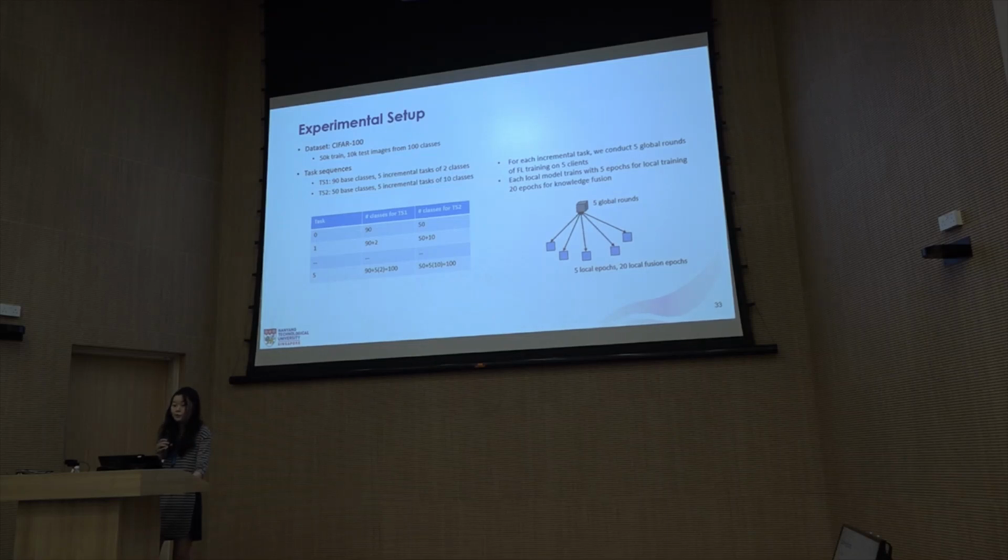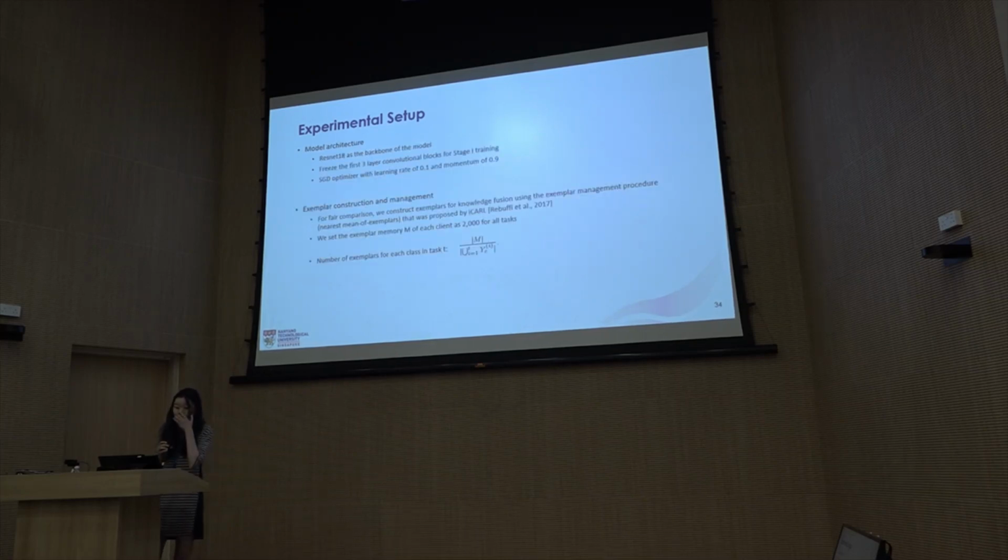And for the knowledge fusion phase, we train the local model with 5 epochs, and 20 epochs for the knowledge fusion. And ResNet 18 is used as the backbone of the model. And we freeze the first 3 convolution blocks for stage 1 training.